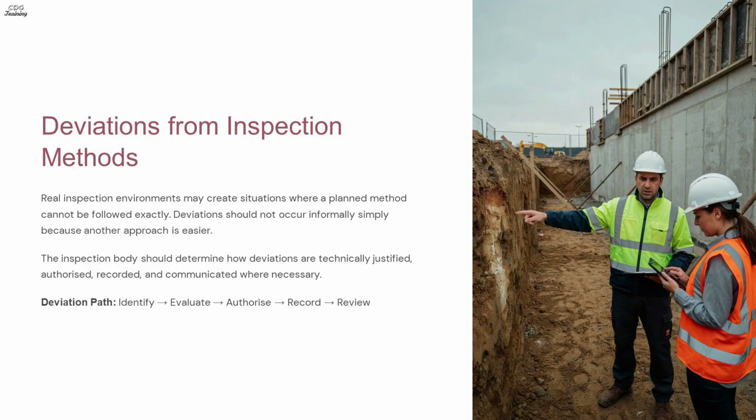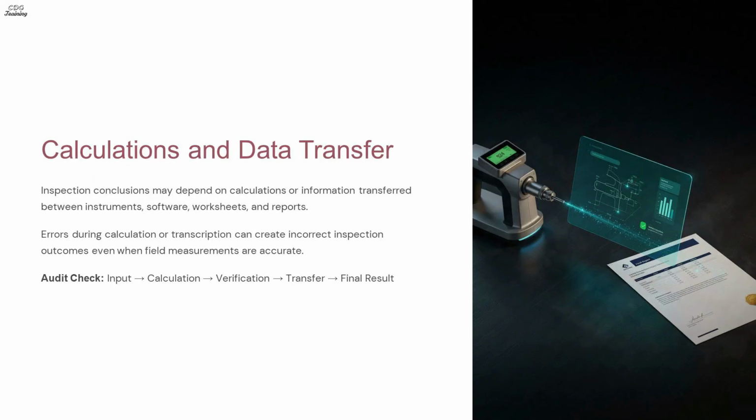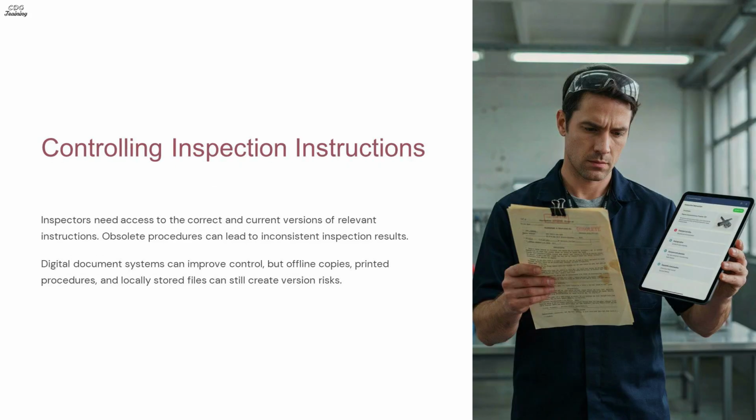Deviations in inspection methods should be technically justified and communicated. Informal deviations should be avoided. Inspection conclusions rely on accurate calculations and data transfer. Errors can lead to incorrect outcomes, so verification is crucial. Access to current inspection instructions is vital. Digital systems can help, but offline copies may still pose risks.